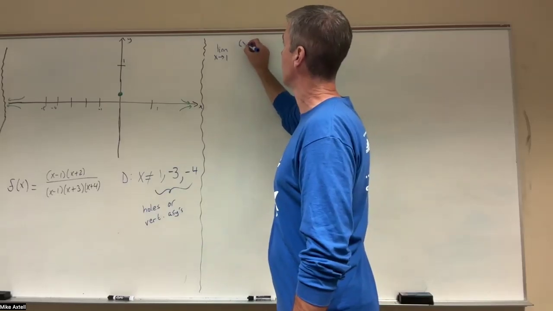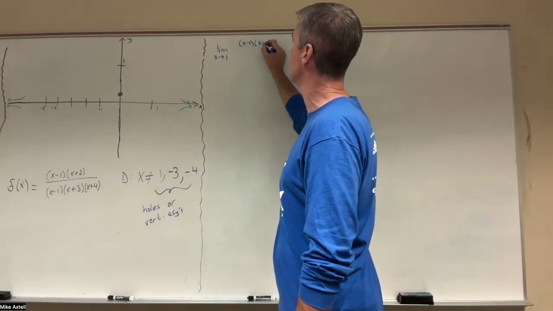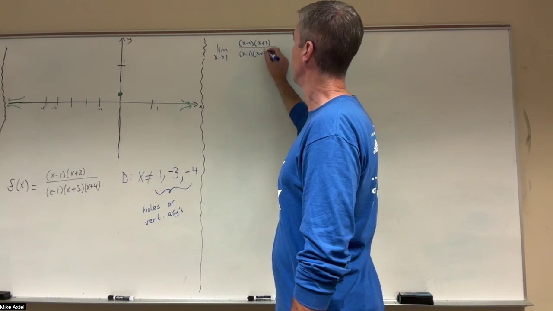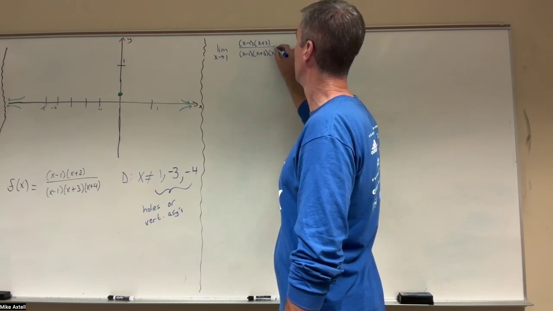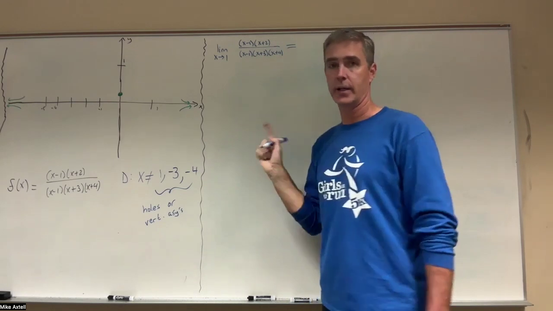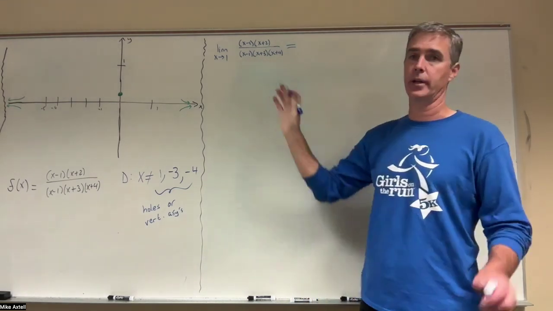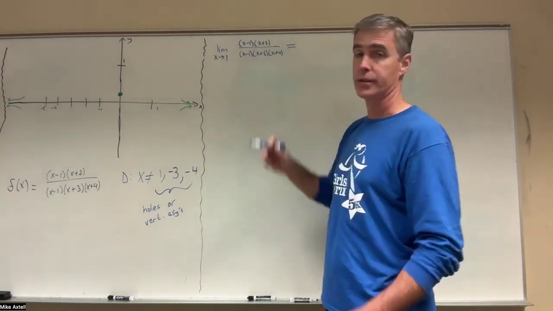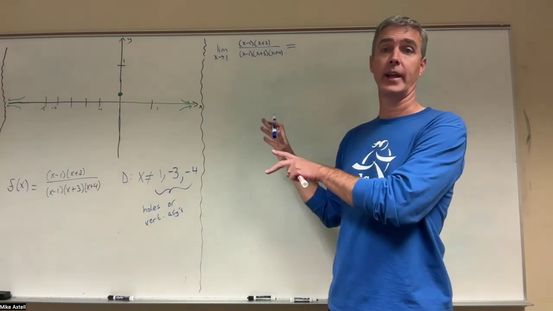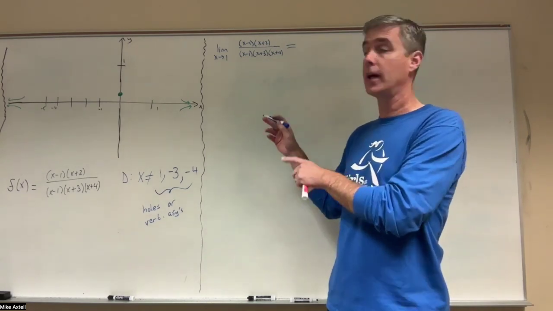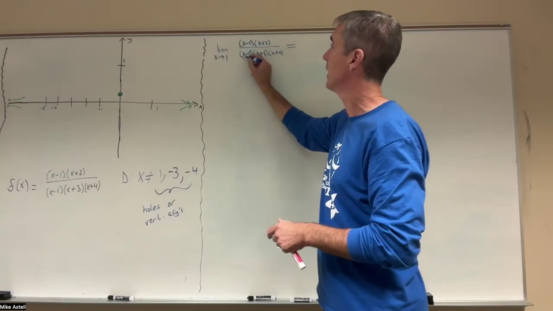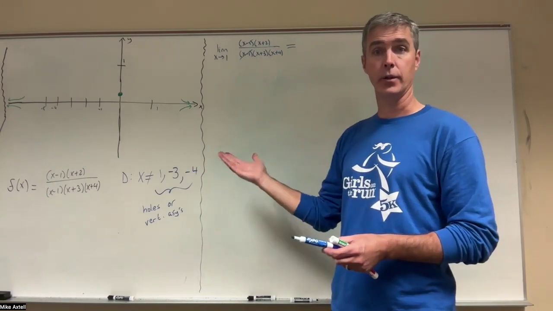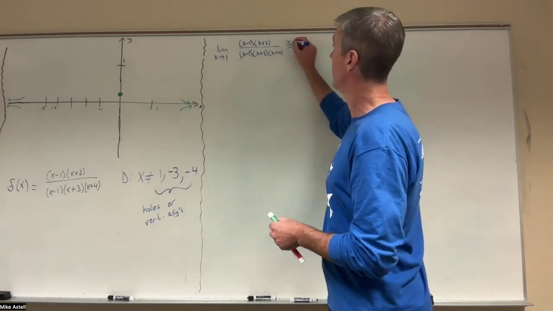I'm going to use the factored version: x minus 1, x plus 2, over x minus 1, x plus 3, x plus 4. Now, if I do direct substitution, I clearly get a 0 in the denominator. But good news, the x minus 1s. Direct substitution failed, so now I'm going to see if I can algebra the problem away. And it looks like I can, because the x minus 1s cancel each other. Now if I do direct substitution, I don't get 0 in the denominator.